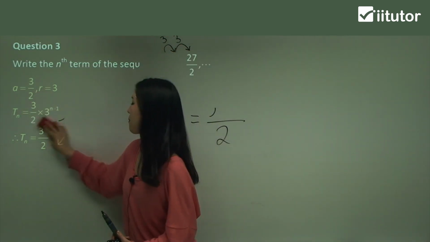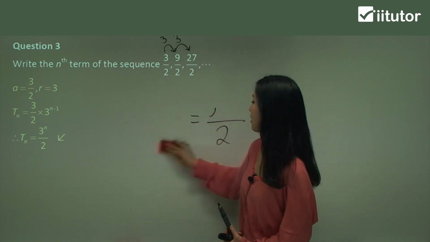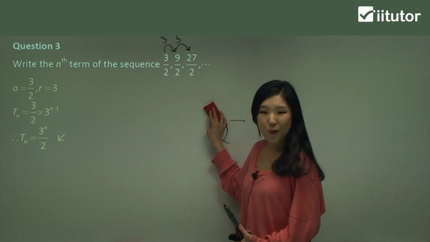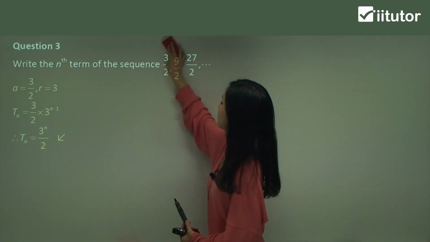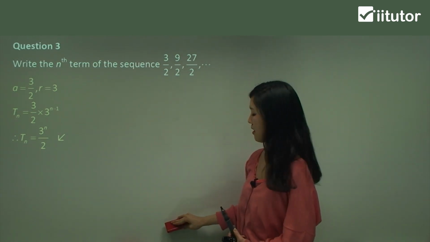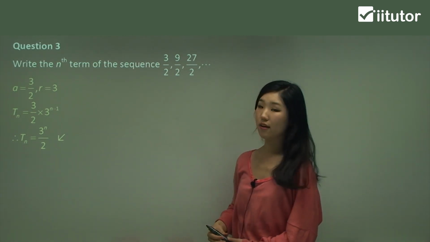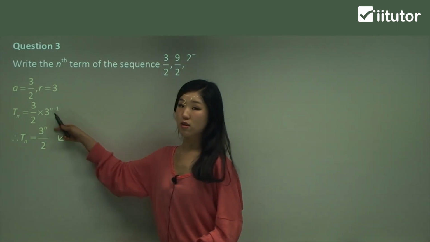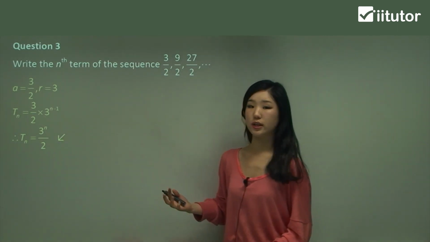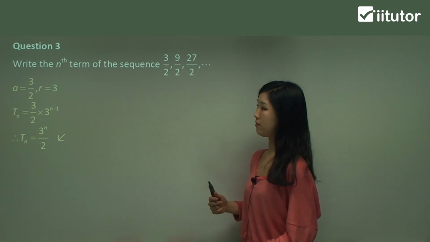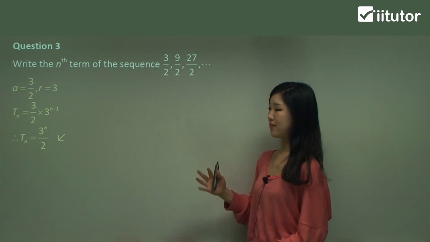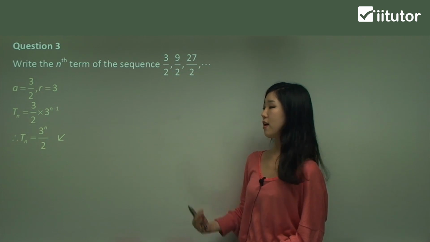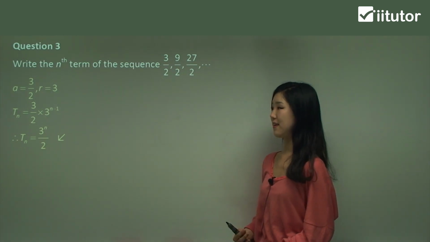So if you can simplify, always make it into simplest form, because that will be your final answer and you'll get full marks for this one. Alright, so that's the answer to question 3. Have a look at that. And don't forget to apply your index laws here, okay? That's also very important. So that's question 3. So Tn equals 3 to the power of n over 2. And that's the answer. Have a look.